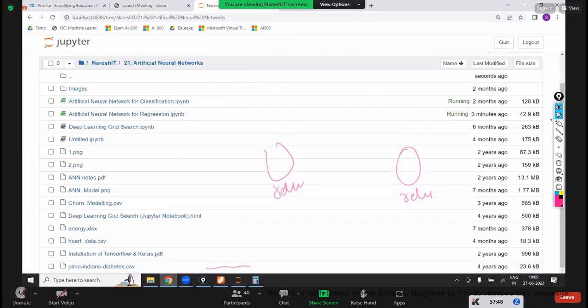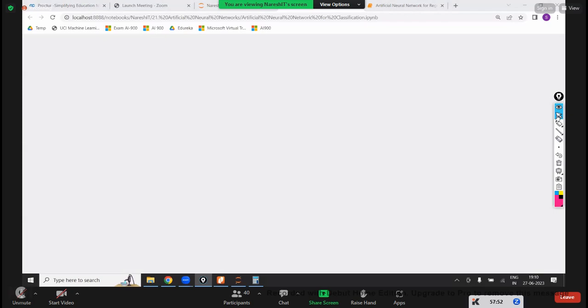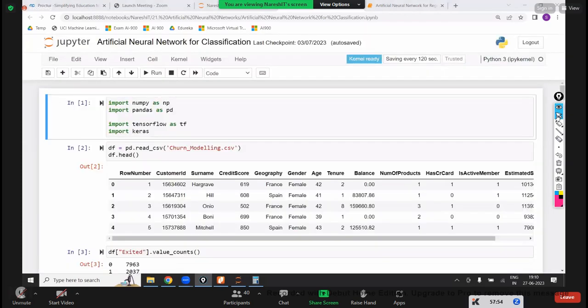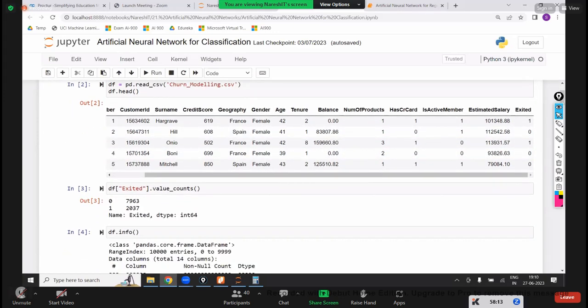Now let us see one more project, called classification. Here the output variable is whether the person will churn the company or not, whether the person will exit the company or not. It is called churn modeling. Churn means whether the person will leave the company or not. It is an HR analytics project. Now here the output variable is binary class.